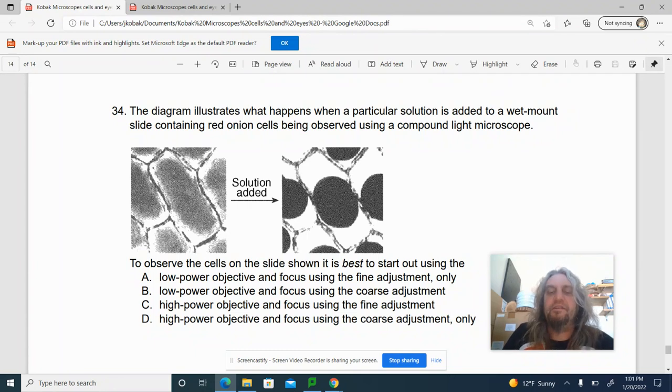A, low power objective and focus using the fine adjustment only. B, low power objective and focus using the coarse adjustment. C, high power objective and focus using the fine adjustment. D, high power objective and focus using the coarse adjustment only.